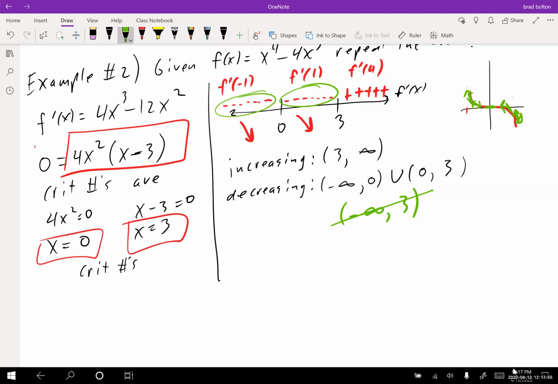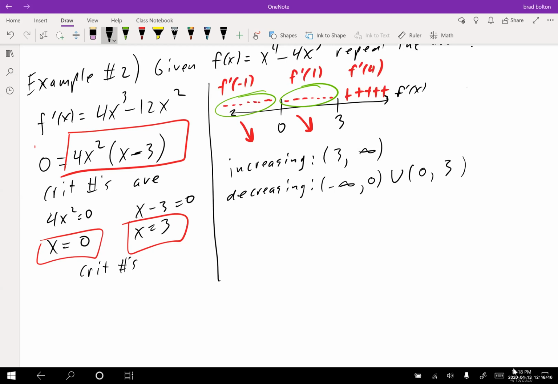Now you might notice that the concavity changed here from concave up to concave down, but that's a little bit later. Okay, we're gonna talk about that a little bit later, okay? So this is actually incorrect. You have to do from negative infinity to 0 and union 0 to 3, okay? So hopefully that makes sense to you guys.